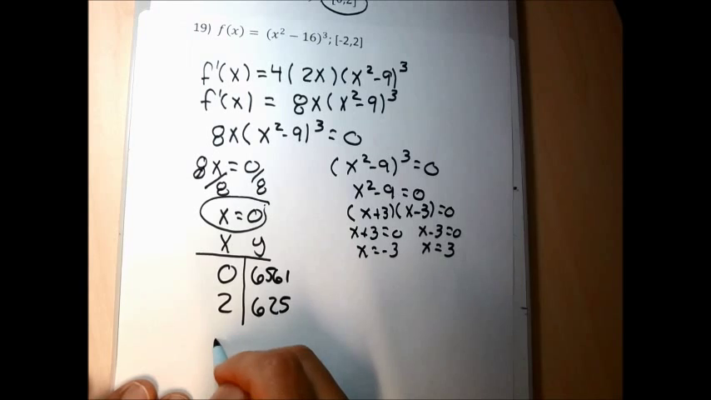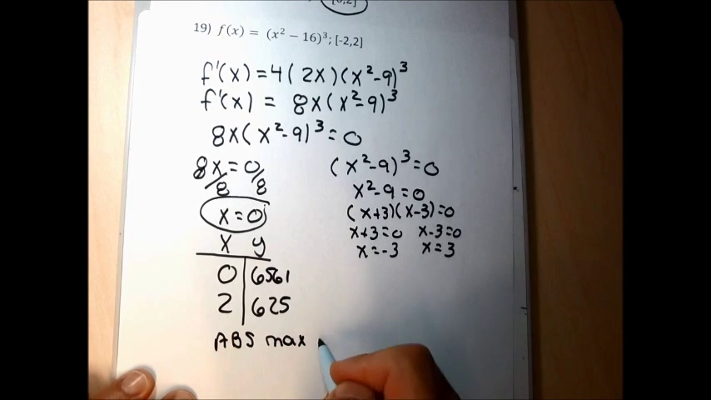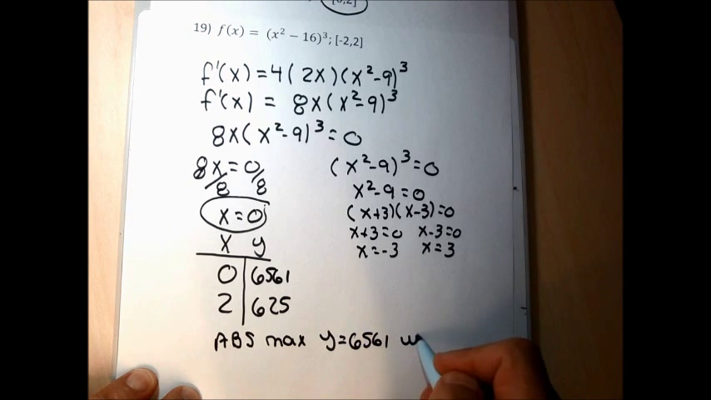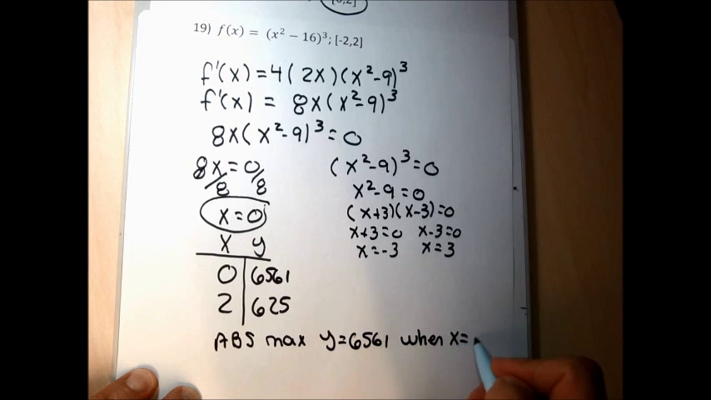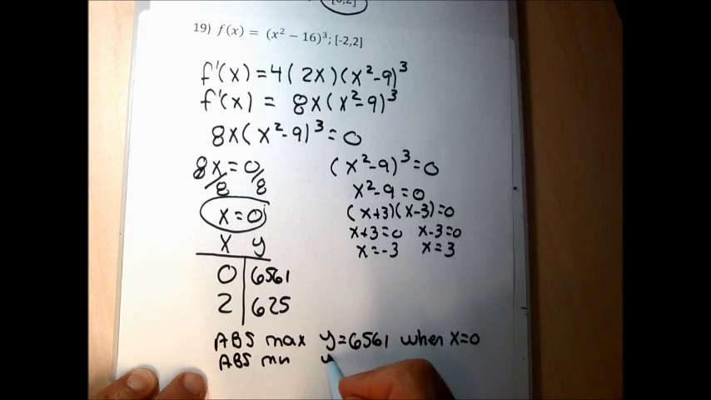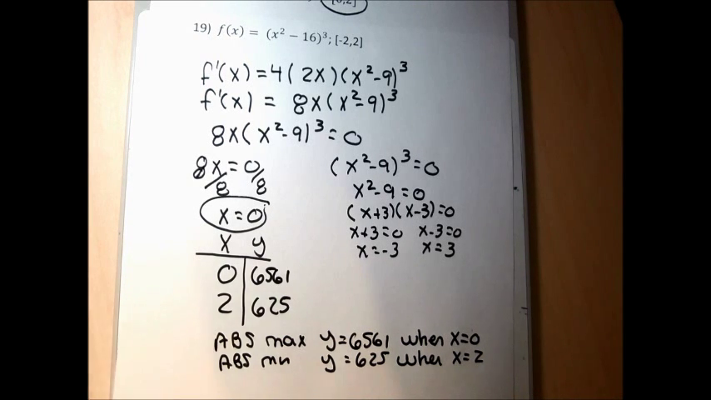So I have an absolute max of y equal to 6561 when x equal to 0, and an absolute min of y equal to 625 when x equal to 2. So it's really nice to have the calculator because it's doing a lot of the grunge for me. So you should be able to give 19 a crack. It's basically the same kind of problem. You get the same obnoxiously large numbers.